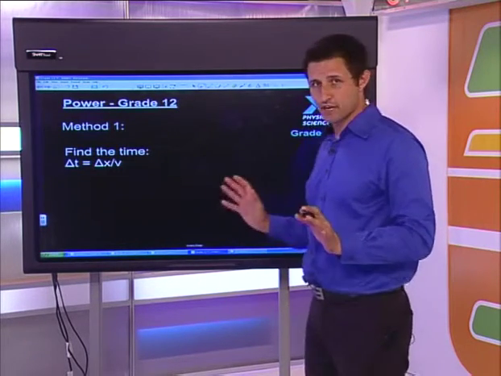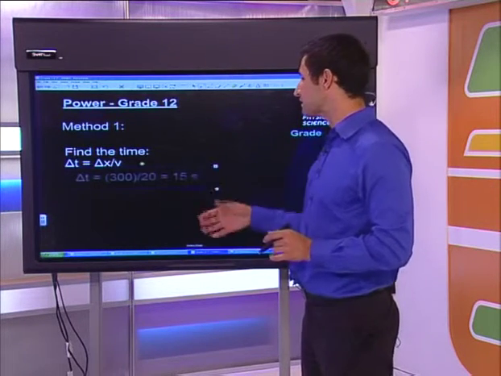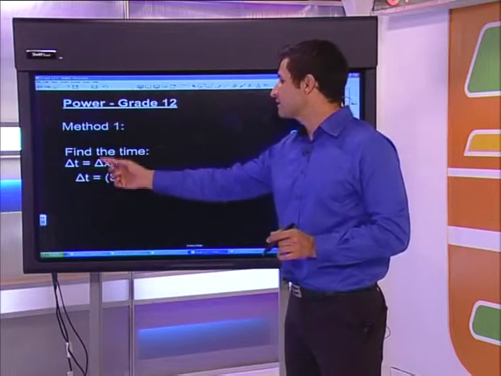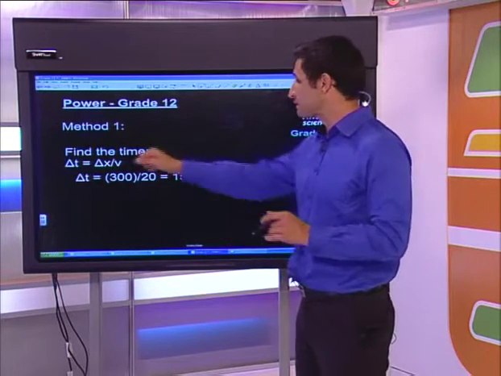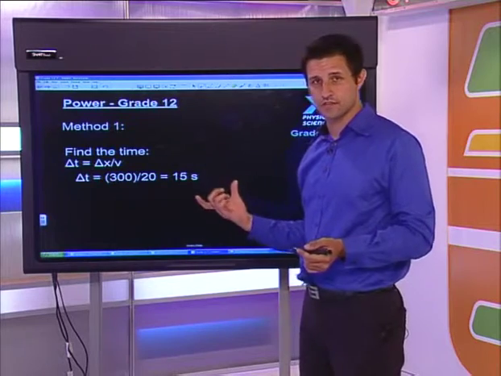So I've got to find the time quickly, and one of the things that I've been able to see is that if I've got a displacement of 300 and I divide it by my velocity of 20, I'm going to be left with a time of 15 seconds.